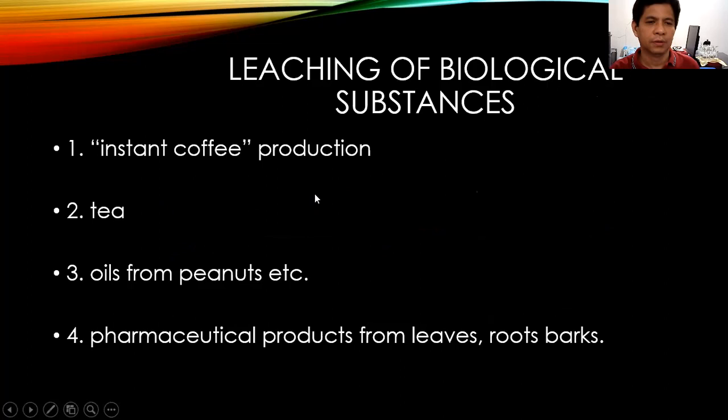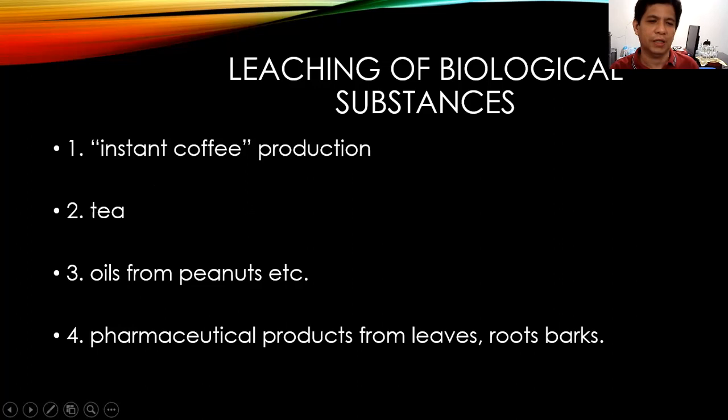Next application is leaching of biological substances. For example, instant coffee production. You know how to make instant coffee: you need to have some solubles. First you have the coffee beans, you roast them, then mill the coffee beans. Then just hot water is used to extract, and you get the solubles. They probably add starch to produce your instant coffee, the kind used in 3-in-1 instant coffee.